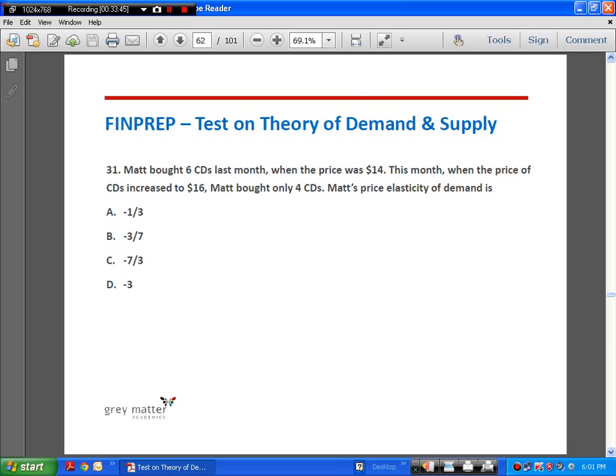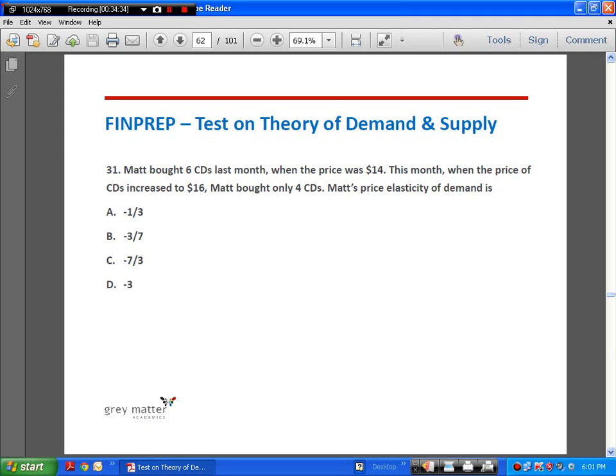The 31st question. Matt bought 6 CDs last month when the price was $14. This month, when the price of CDs increased to $16, Matt bought only 4 CDs. Matt's price elasticity of demand is. Now here we notice that the price has risen from $14 to $16. Therefore, Matt has reduced his consumption from 6 CDs to 4 CDs, and this method uses the arc elasticity formula.